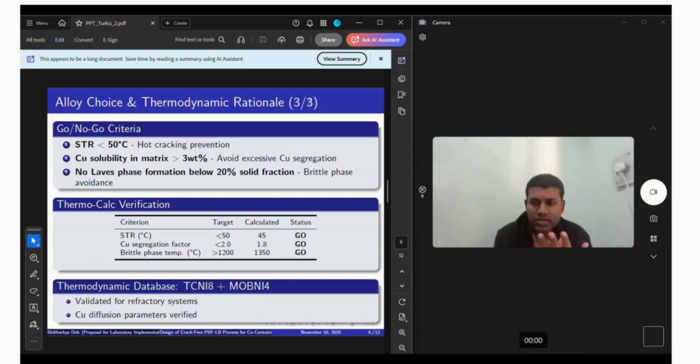The thermocalc verification criteria are as follows, which include the target value, the calculated value, and the status. For STR, it has to be less than 50 degrees, calculated was 45. For copper segregation, it has to be less than 2, and it was calculated to be 1.8. And the brittle phase temperature has to be larger than 1200 degrees centigrade, and it was calculated to be 1350, which is a go. The thermodynamic databases include the TCNI8 plus the MOBNI4 for the validation of the refractory systems. Copper diffusion parameters have been verified.